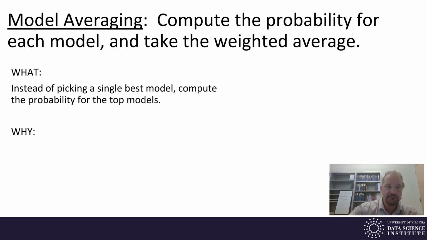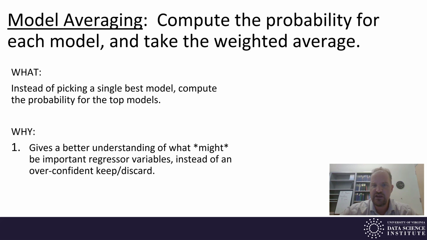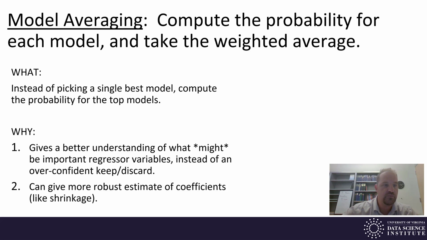So why would we want to do this? This gives us a better understanding of what might be important as a regressive variable. Right, in model selection, we either keep or reject. It's a binary decision, and it tends to make things look overconfident in how strong we are about the decision. In model averaging, we can compute probabilities that tell us how confident we can be in keeping or discarding some of our variables, and particularly when we're choosing between models that aren't nested.